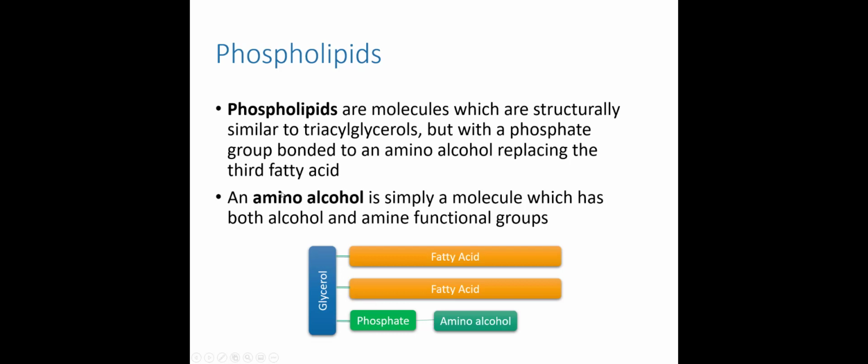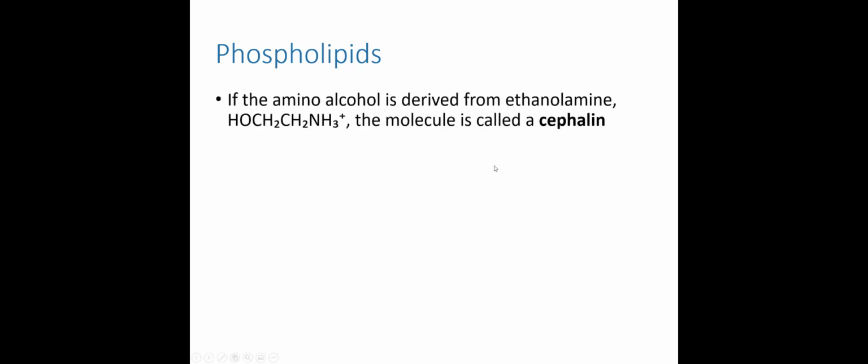So an amino alcohol is just a molecule that has both an alcohol functional group and an amine functional group, although in the case of our amines here, they're typically going to be positively charged, meaning that the nitrogen is making 4 bonds. Now let's take a closer look at the structure of a phospholipid. And the only real distinctions we're going to make here is based on the identity of the amino alcohol.